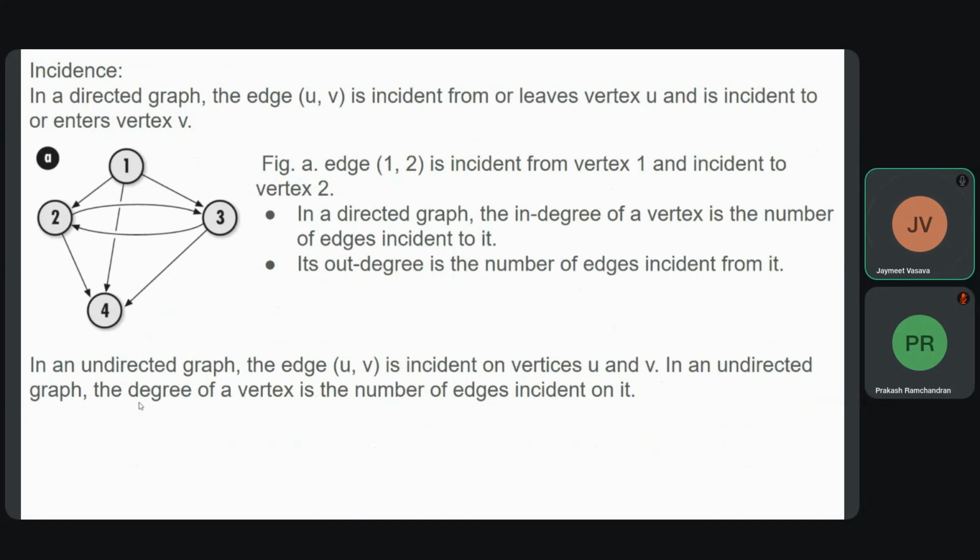Moving forward with the incidence. In a directed graph, the edge (U, V) is incident from or leaves vertex U and is incident to or enters vertex V. So in the image, you can see there is an edge (1, 2) incident from vertex 1 to vertex 2. That is how incidence is formed. In a directed graph, the in-degree of a vertex is the number of edges incident to it, and out-degree is the number of edges incident from it. In an undirected graph, the edge (U, V) is incident on vertices U and V. In an undirected graph, the degree of the vertex is the number of edges incident on it.